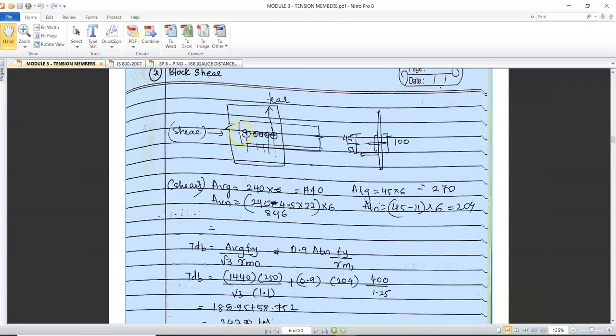Now coming back to the block shear pattern. Across this line, it fails by shear. Along this line, it fails by shear. From the edge of the plate to the center of the bolt, it fails by shear, and from the center of the bolt to the toe of the angle, it fails by tension. Now we have to calculate the area under shear and area under tension. The first one is the shear area, that is the distance from here to the center of the bolt.